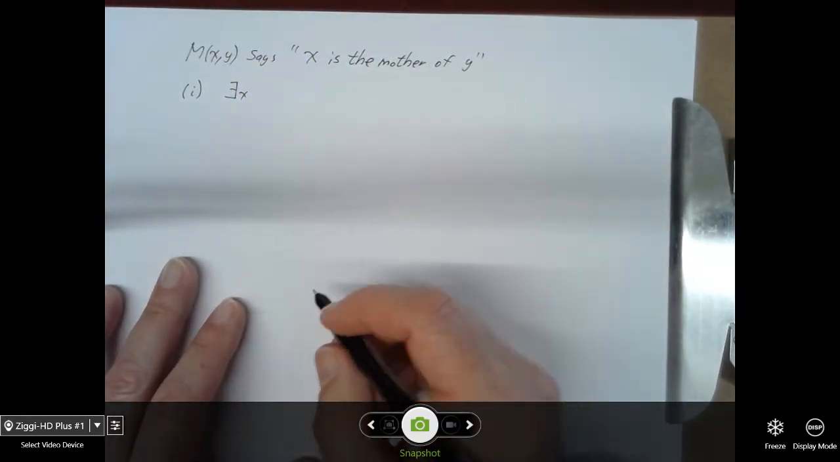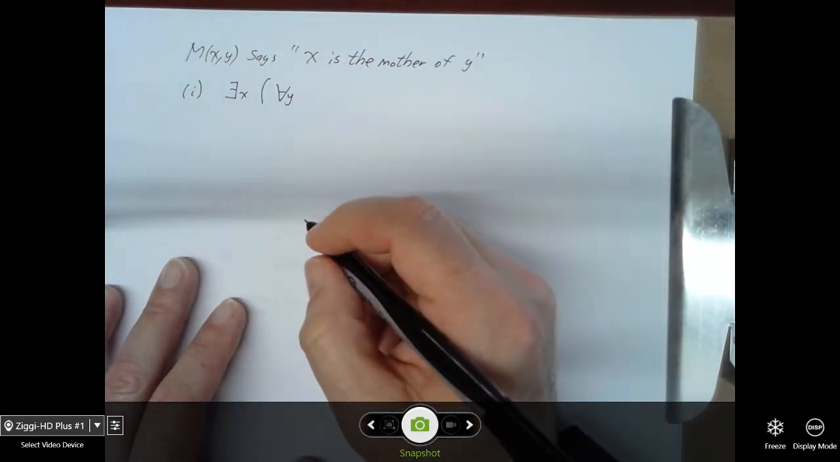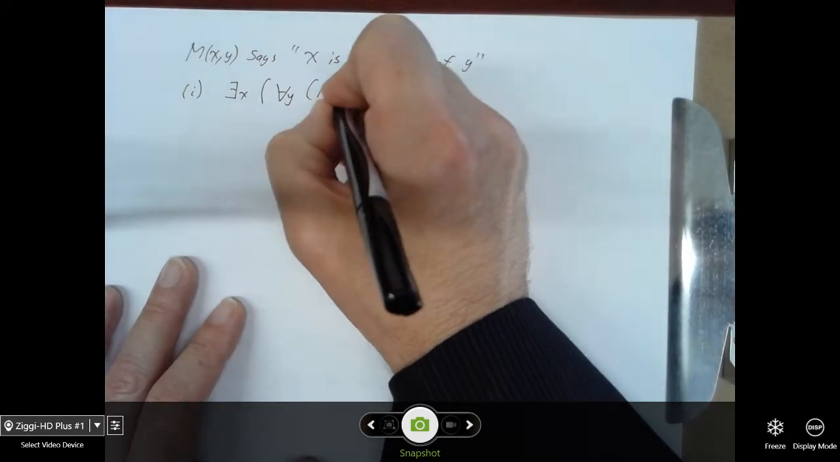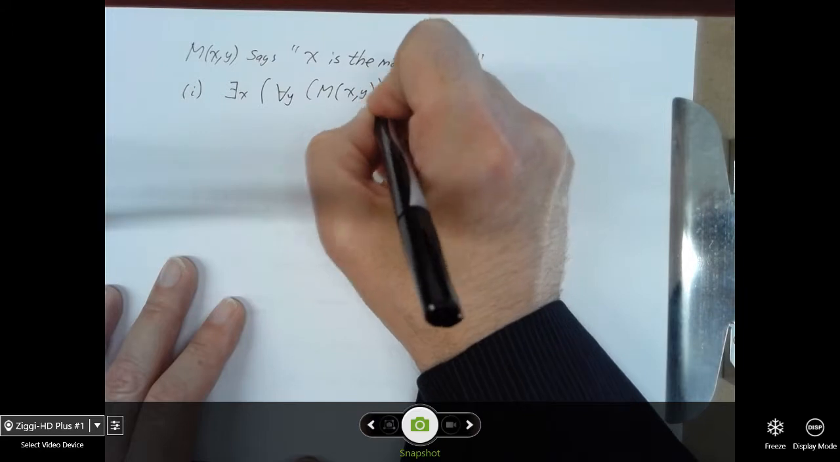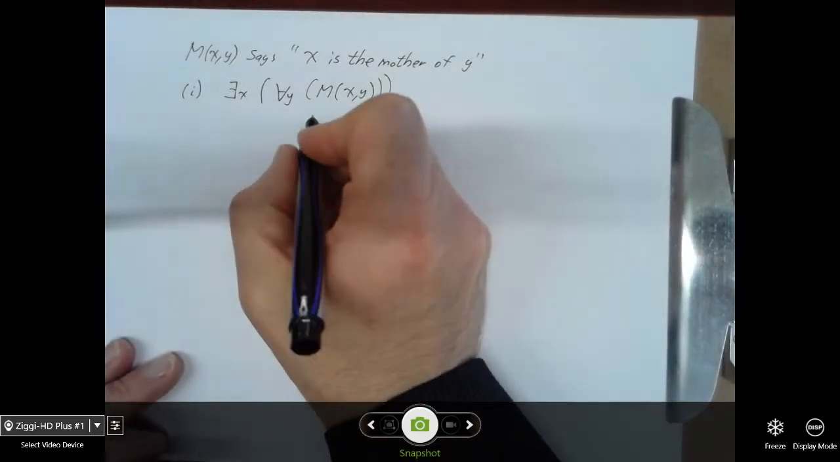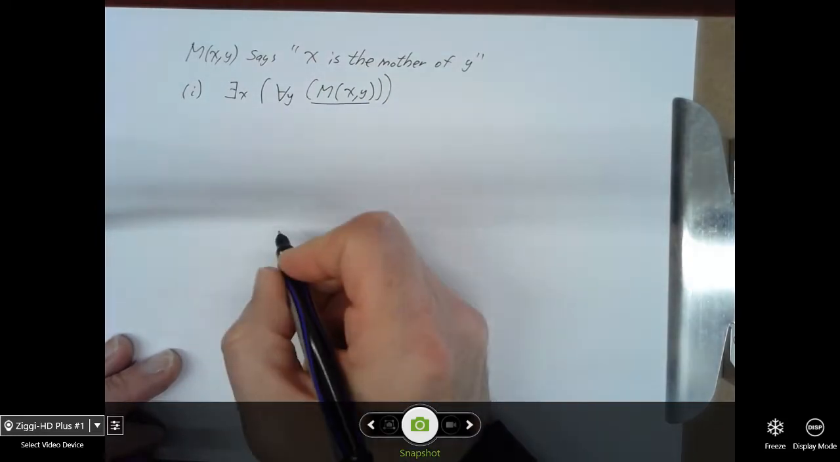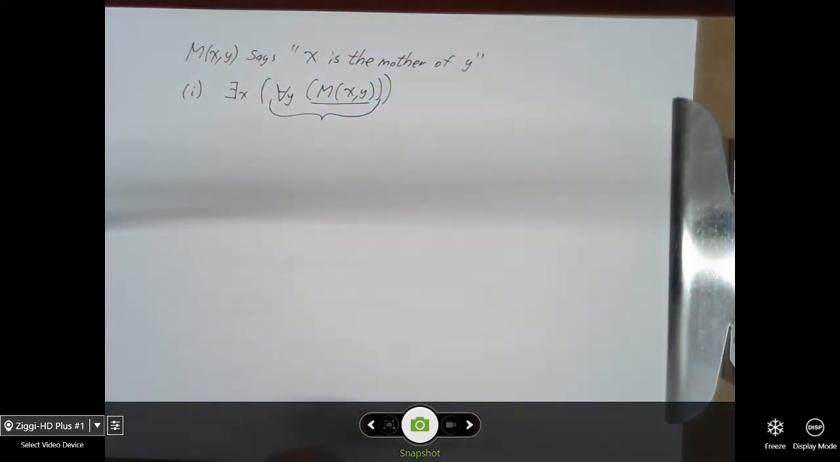So there exists an x such that for all y, m of x comma y. There exists an x such that for all y, m of x comma y. So what does that say in English? This says x is the mother of y. What does this statement say: for all y, m of x comma y?